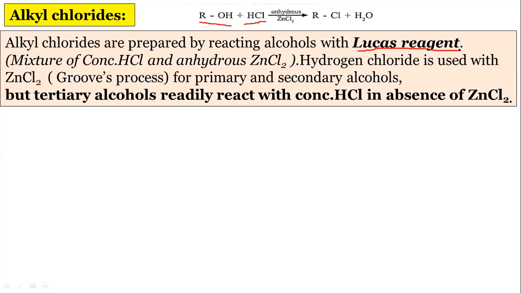Many times for the CET board examination also, this question can be asked for 1 mark. What is Lucas reagent? We only have to write that it is the mixture of concentrated HCl and anhydrous zinc chloride. By using this combination, this OH will be removed and replaced by this Cl. This OH will combine with this hydrogen, and we get the water molecule. This is a very easy and simple reaction. It is also called Groove's process.